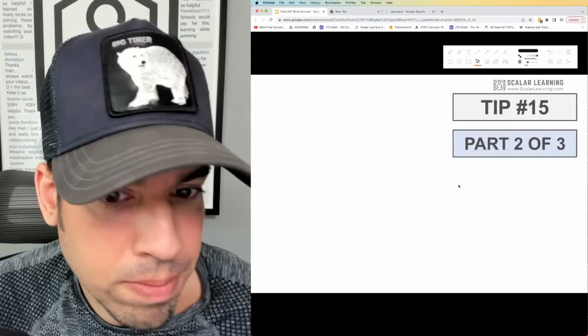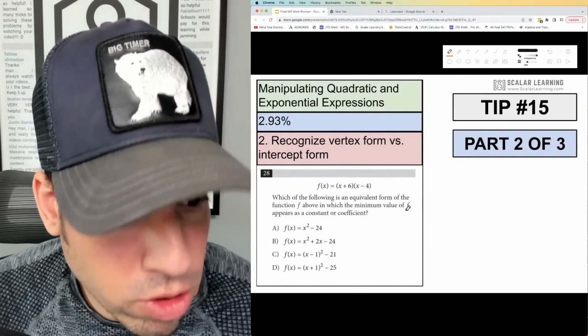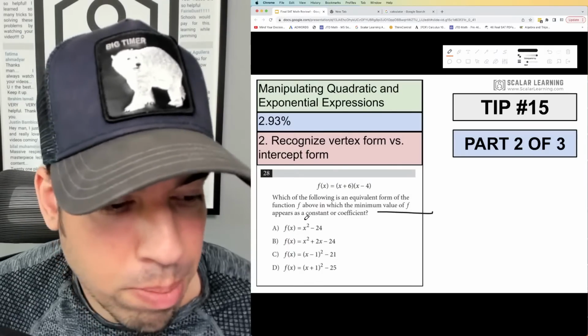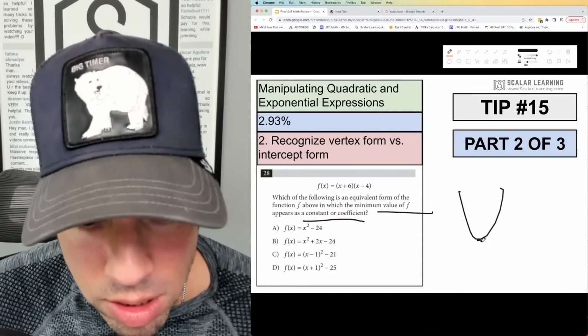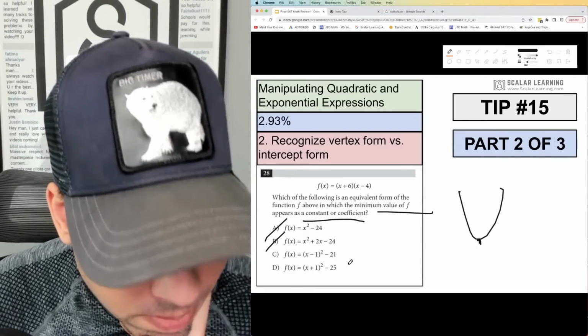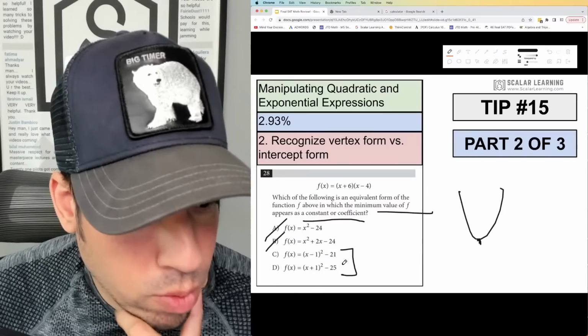Okay, next. Recognize vertex form versus intercept form. Which of the following is equivalent where you see the minimum value of f appear as a constant or coefficient? What are they talking about? Where you see the minimum, for vertex? When it's in vertex form. Okay. These are not even in vertex form. So it's one of these two. Now the question is, which one is the right one?